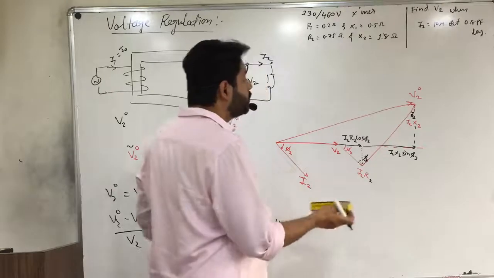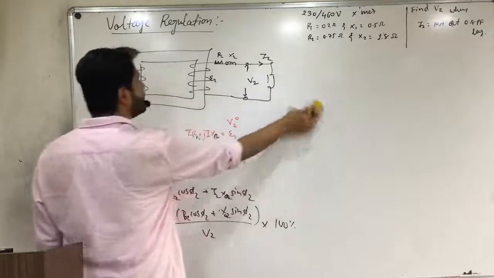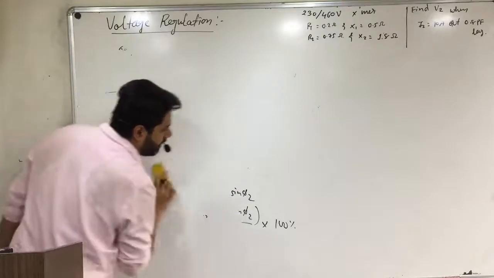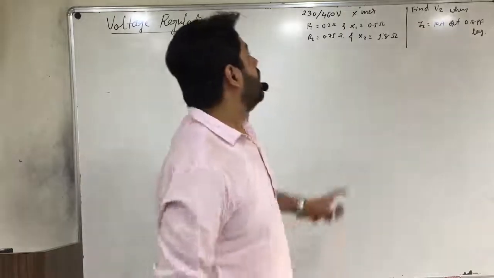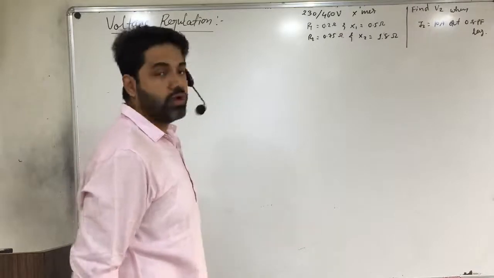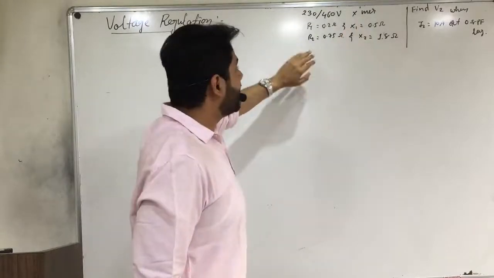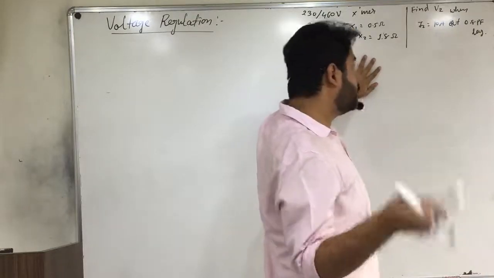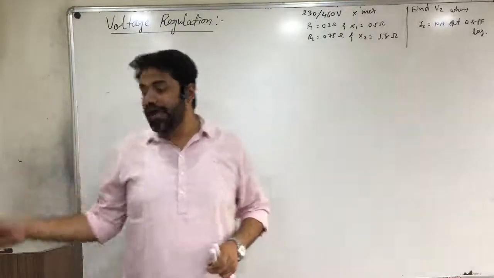Clear? Okay. So now, based on the understanding that we have got for the regulation, we have got a nice example. A 230/460 volt transformer is there. The primary resistance and reactance are given. Secondary resistance and reactance are given. Find V2, the output voltage, when I2 is equal to 10 ampere at 0.8 power factor lag. I'll need a calculator actually.